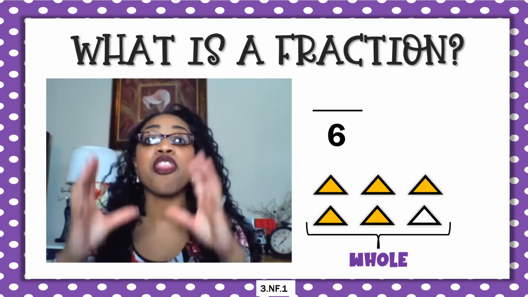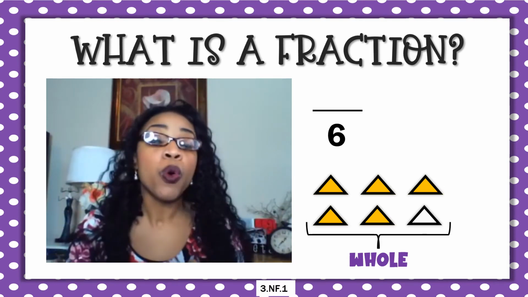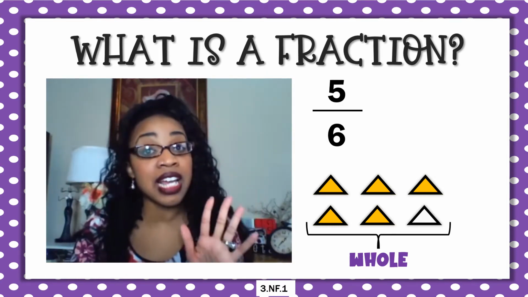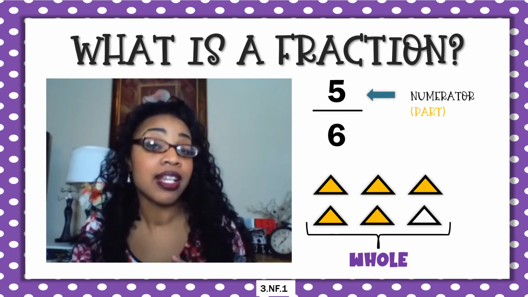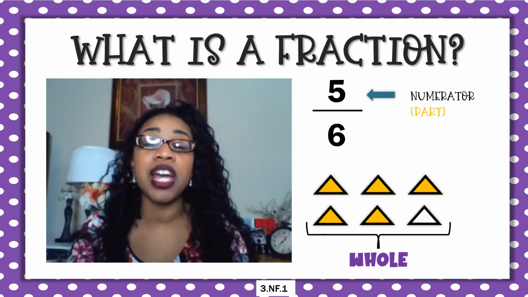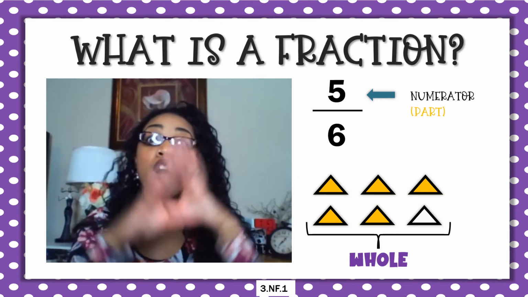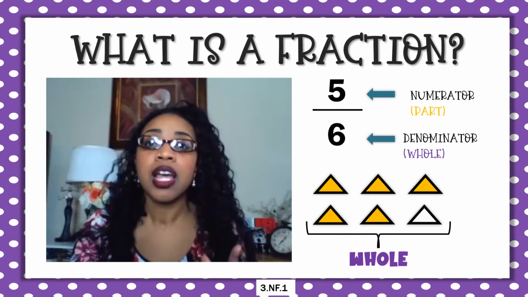Now let's look at the part. So how many parts is that whole broken into? Well, I can see that I have 5 triangles shaded in. So my part, or my numerator, is 5. That is the number that is always on top of our fraction bar. The whole, or the total amount, is called our denominator at the bottom of the fraction bar.